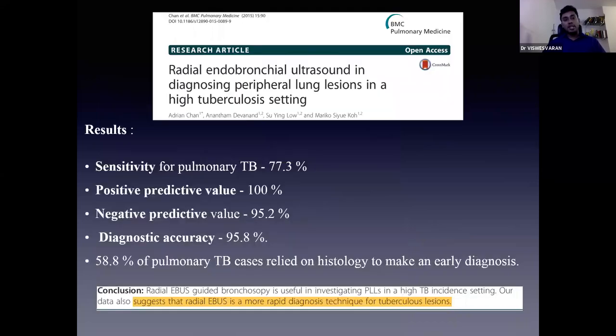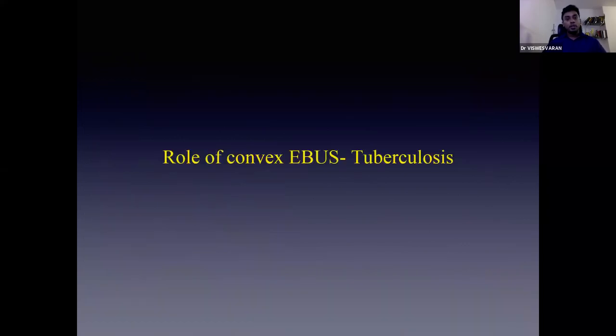So there was a study of the radial EBUS in diagnosing peripheral lung lesions in a high tuberculosis setting. It was found that the sensitivity was 77.3%, the positive predictive value was 100%, the negative predictive value was 95.2%, the diagnostic accuracy was 95.8%, and 58.8% of pulmonary TB cases relied on histology to make an early diagnosis. So in conclusion, they said that the radial EBUS gives a more rapid diagnostic technique for tuberculous lesions, which are mainly peripheral lung nodules.